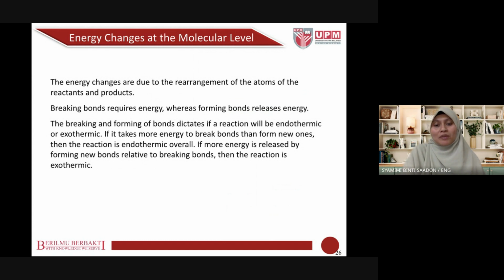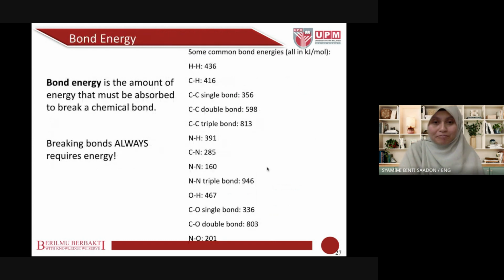To break the bond, we need energy, so that will be endothermic, and the opposite is exothermic. If it takes more energy to break bonds than to form new ones, then the reaction is endothermic overall, etc. Okay, so the bond energy. I think we can understand directly that to break the bonds of the atoms, we need energy because we need high temperature, thermal energy, to break the bonds.